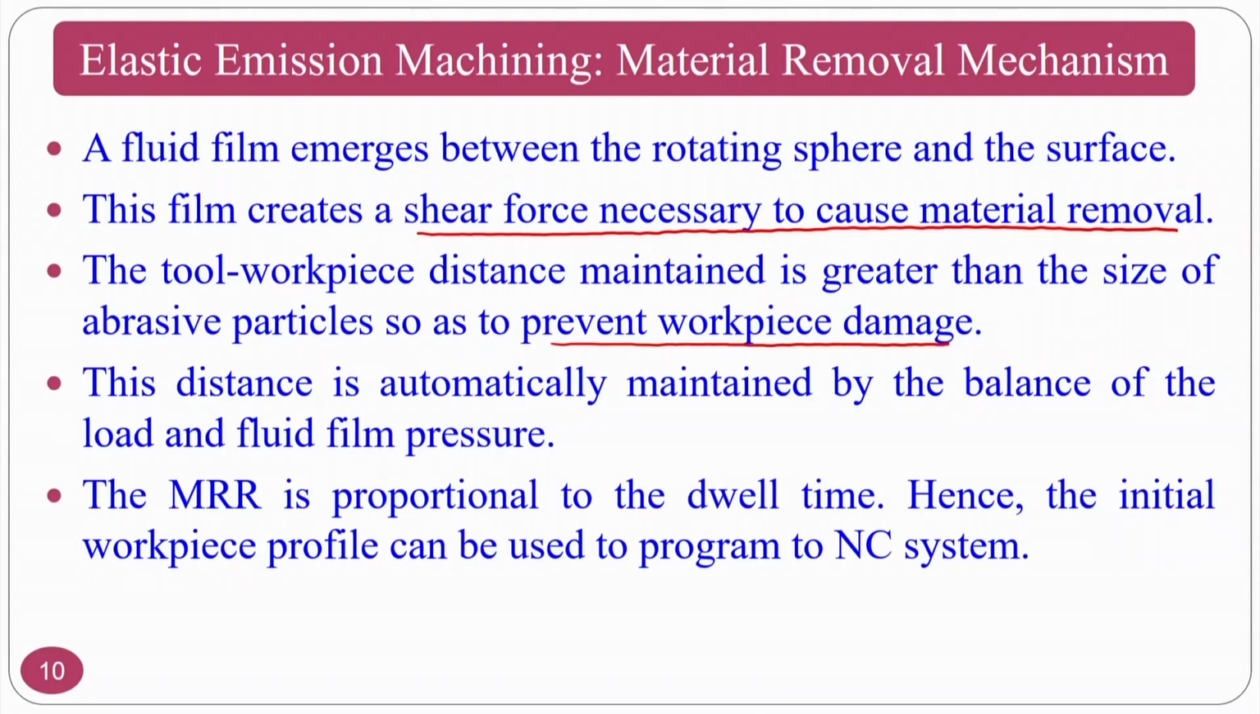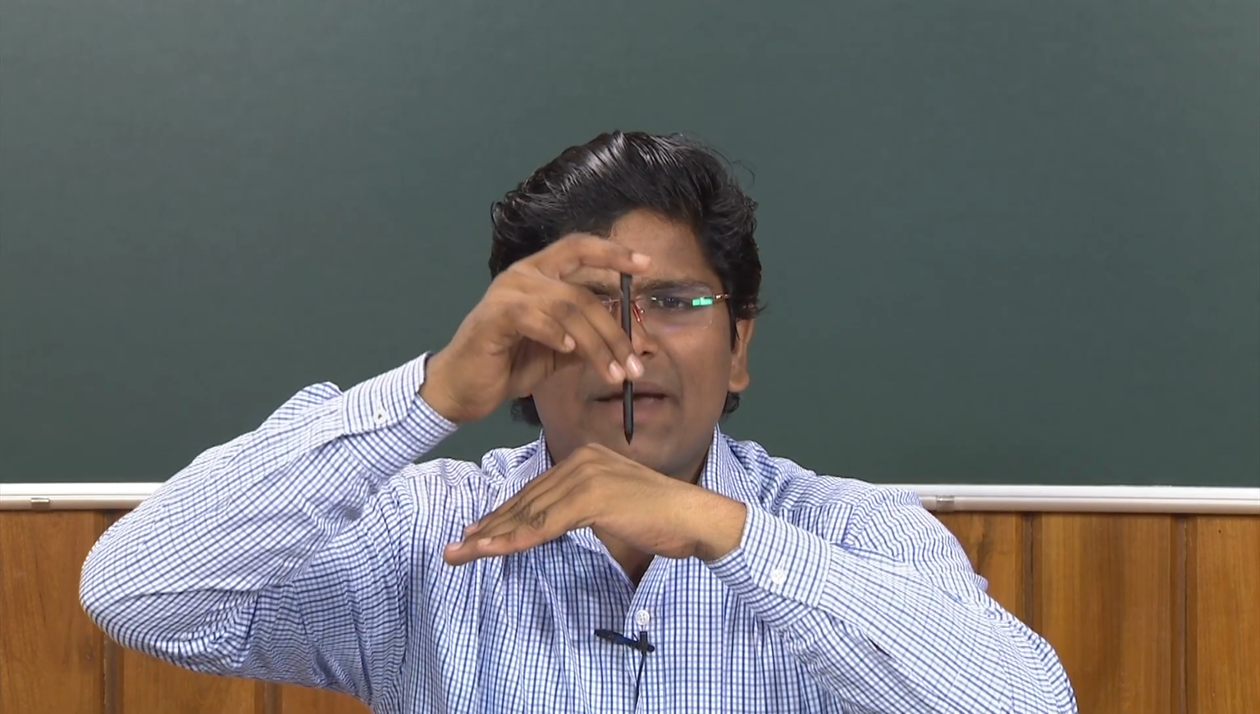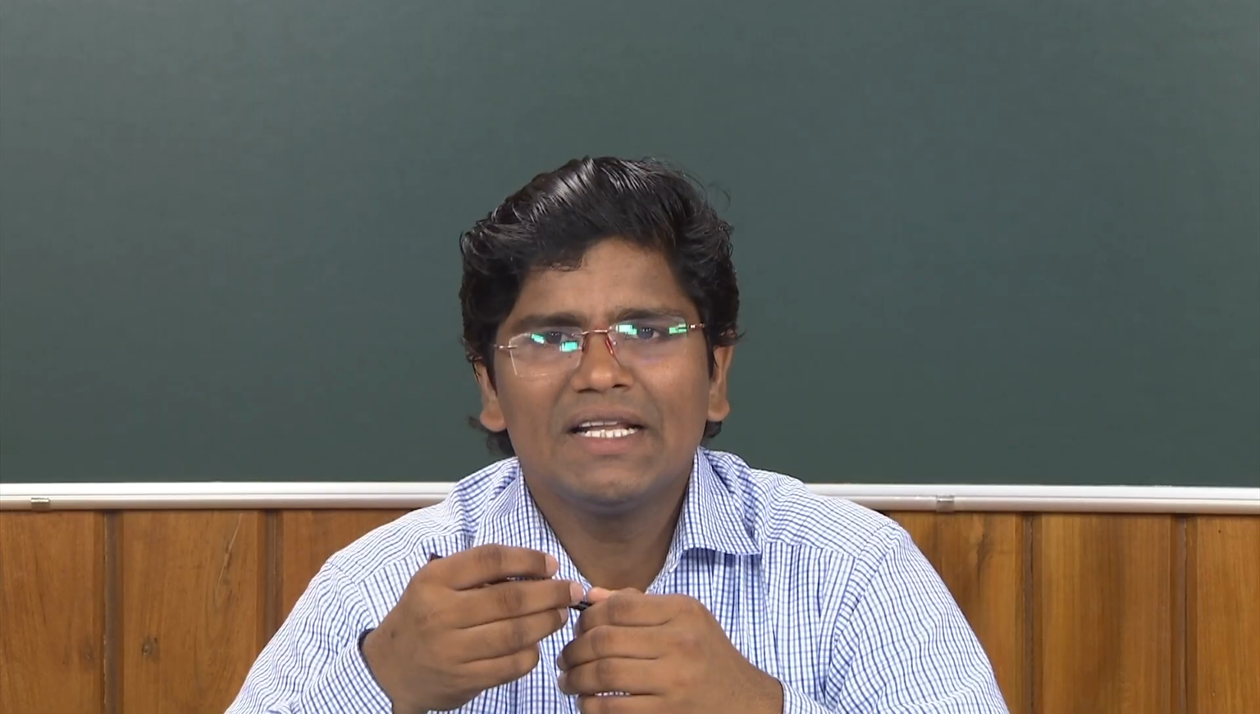The MRR is proportional to the dwell time, hence the initial workpiece profile can be used to program the NC system, numerical control system, or computer numerical control system. Assume that I want to finish a convex shape. Assume this is a convex shape that I want to measure. So, I measure with the CMM all the points, and I will convert them into M codes and all the other codes. Then you can feed this to the CNC system, which will take care of the XYZ motion and other things.